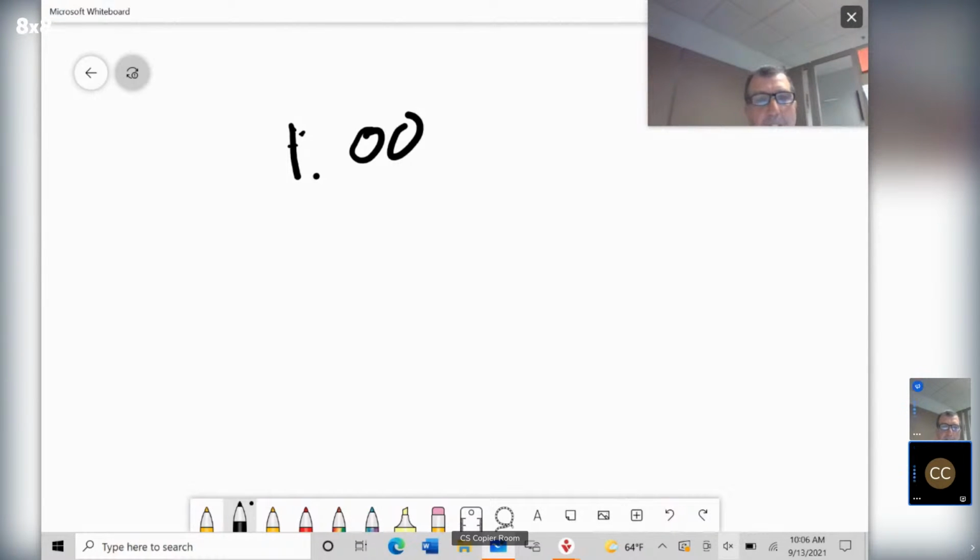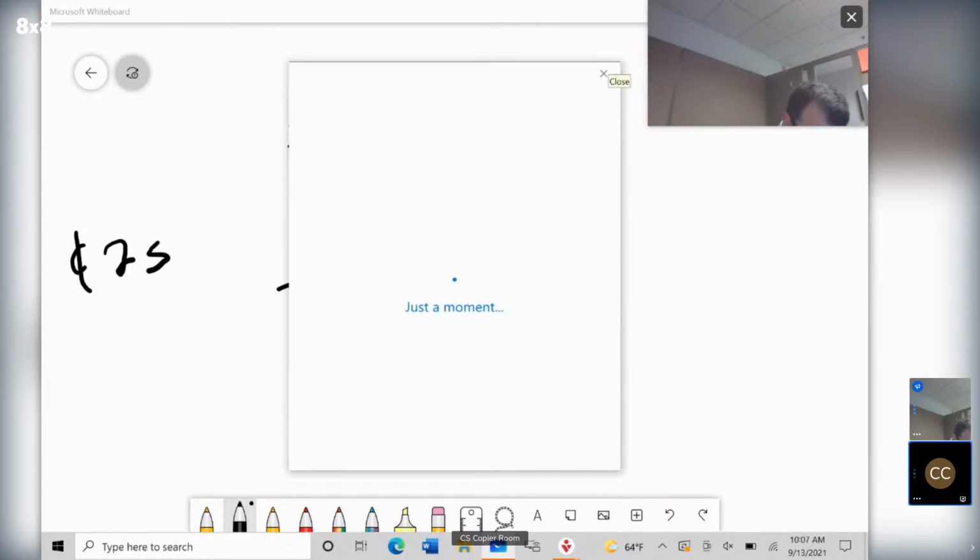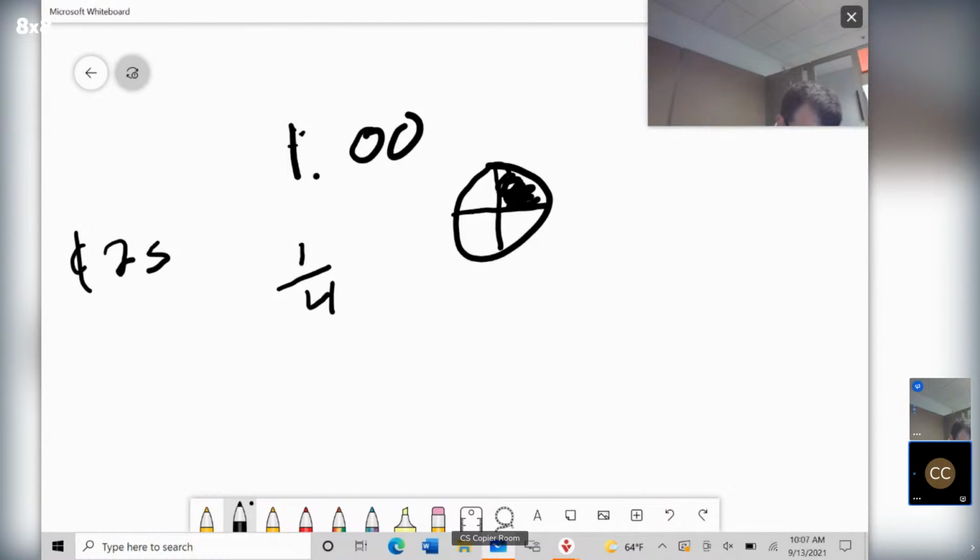Okay, so you guys, if a dollar serves as like this circle, if the circle is a whole, that's $1. But what I want to think about is parts of a dollar. So if we're going to use 25 cents, which is a quarter, okay. So if you have 25 cents, what you have is 1/4 of a dollar. So if we broke this circle into 4 parts, and each one of these parts represented a quarter, this would represent 1/4. So that would be 1/4 of a dollar.